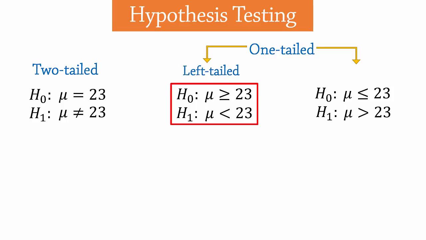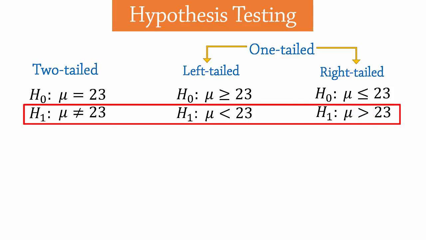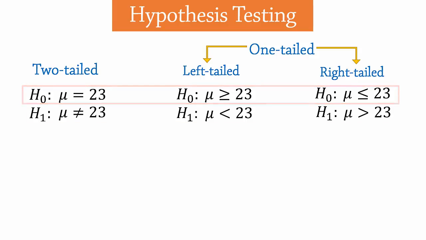This is for a left-tailed test, because the alternative hypothesis has a less than sign. And this is for a right-tailed test because the alternate has a greater than sign. Note that the alternative hypothesis determines the tail of the test. Note also that the alternative hypothesis never contains equality, and the null always contains equality. In fact, some only use equal sign for the null hypothesis.